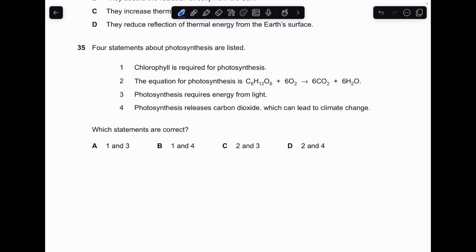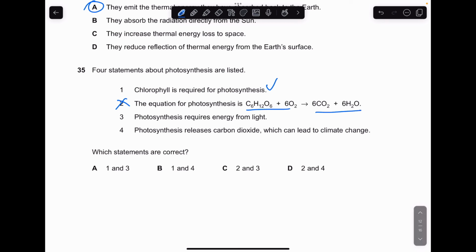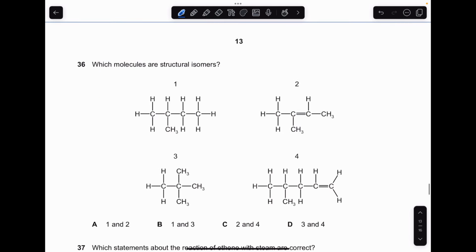35. Four statements are listed about photosynthesis, and which are correct? Yes, one is correct. It is required. 2 is wrong. It's the opposite. These both are the reactants, and these are the products. So this is wrong. Photosynthesis requires energy from light. It does. Photosynthesis releases carbon dioxide. It doesn't. It actually needs carbon dioxide. So it's 1 and 3, which is A.